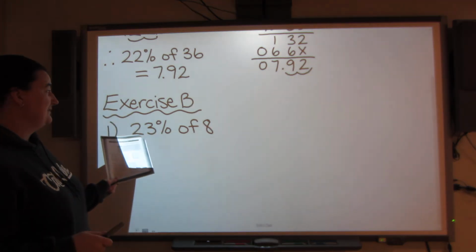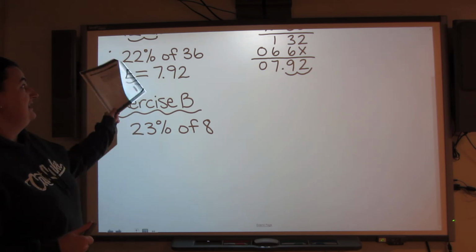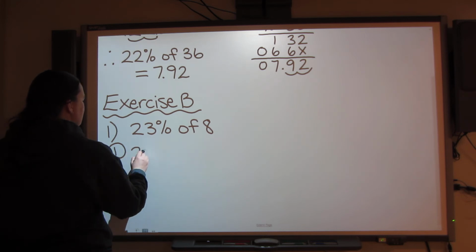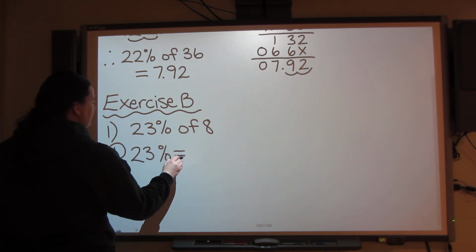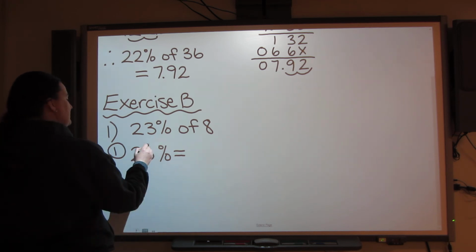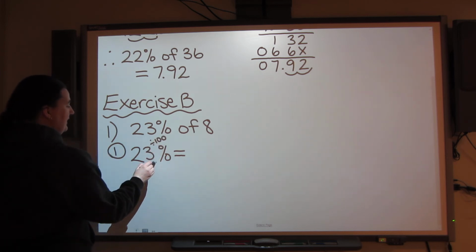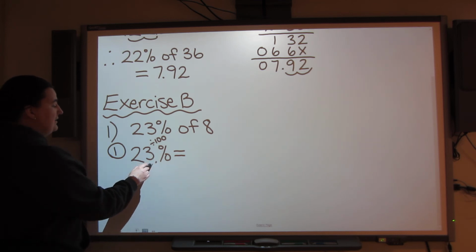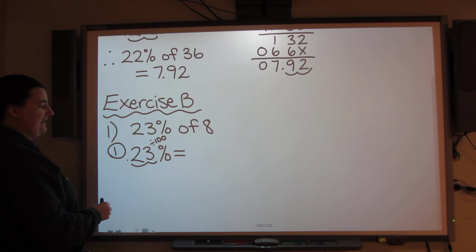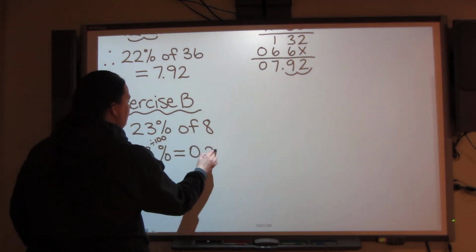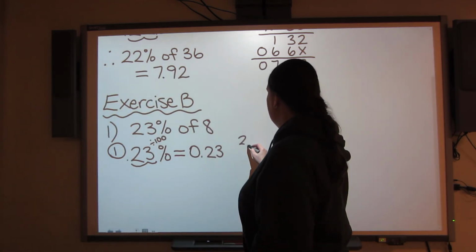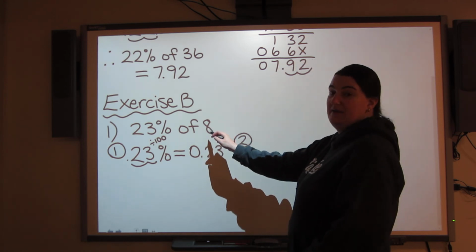You take your percent, and then you're going to change it into a decimal. So, step 1, 23% equals some kind of decimal. So don't forget to change your percent to a decimal. You divide by 100. Whenever you don't have a decimal, you put it at the back, and then you move 2 spots to the left. So I have 0.23. Step 2 is you take that decimal and you multiply it with the number that you're working with.